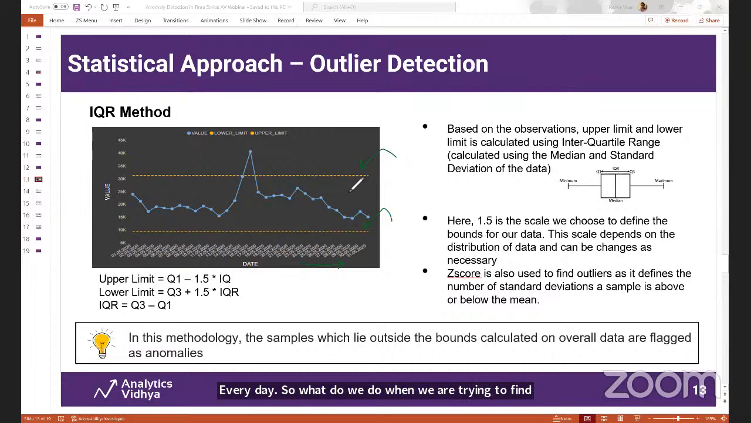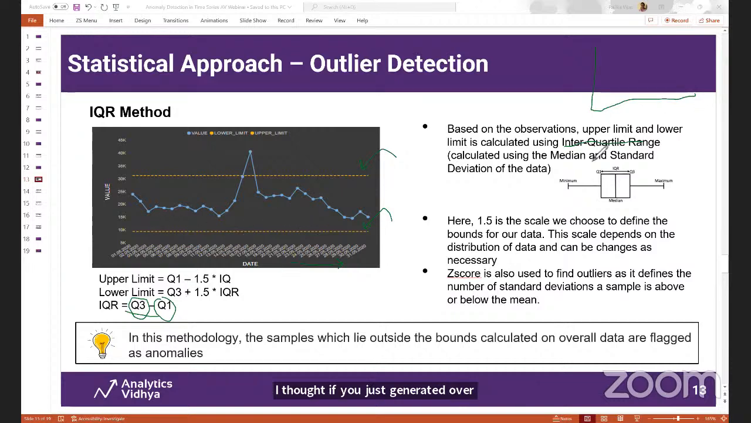So what do we do when we are trying to find the outlier in this data using a statistical approach? We'd be calculating the interquartile range. This interquartile range is Q3 minus Q1. Q3 is nothing but our upper quartile and Q1 is our lower quartile. What exactly does lower quartile mean? Let me just annotate it over here.